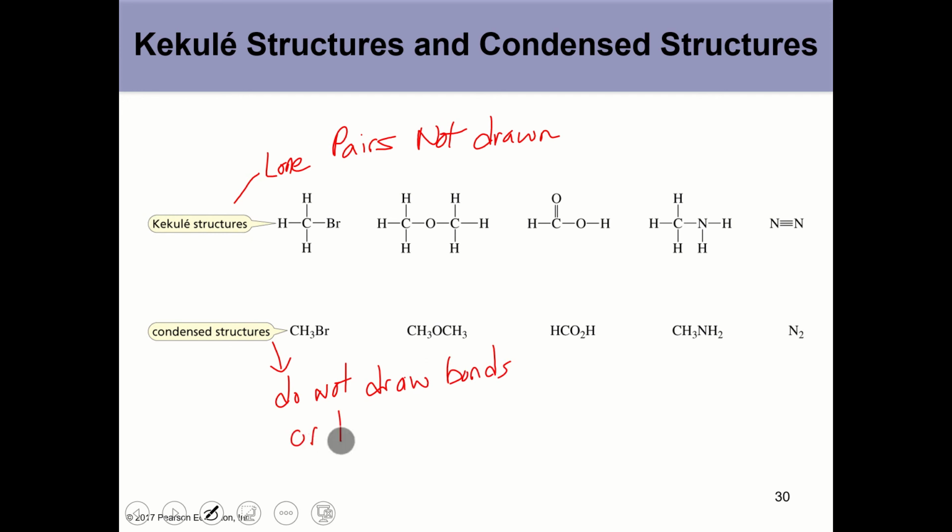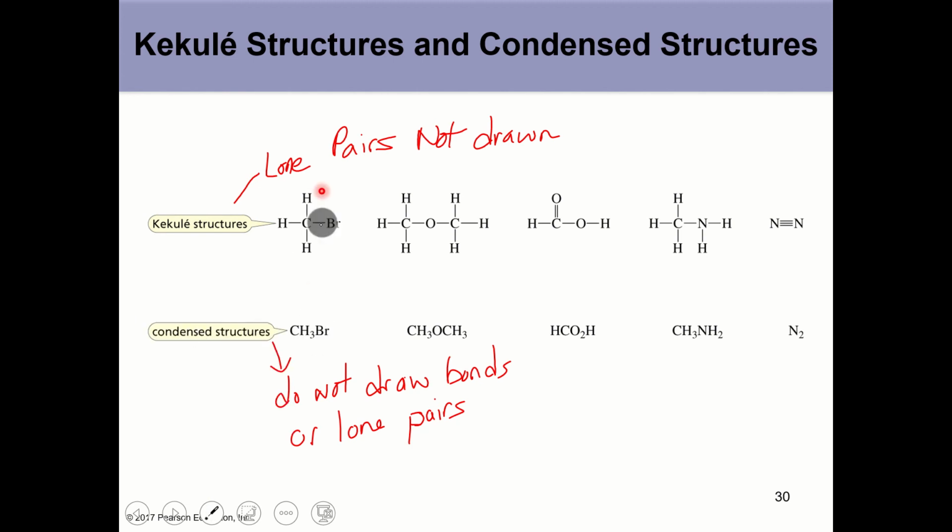Or lone pairs. But the connectivity is shown by the order in which the atoms are written. So these Kekulé structures are almost identical to Lewis structures, except that lone pairs are not shown. In the condensed structures, lone pairs and bonds are not shown.